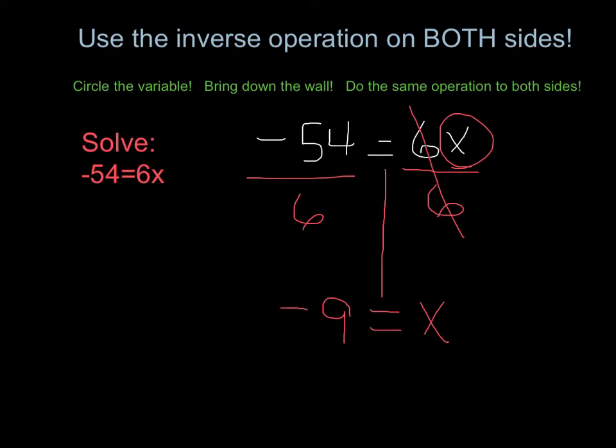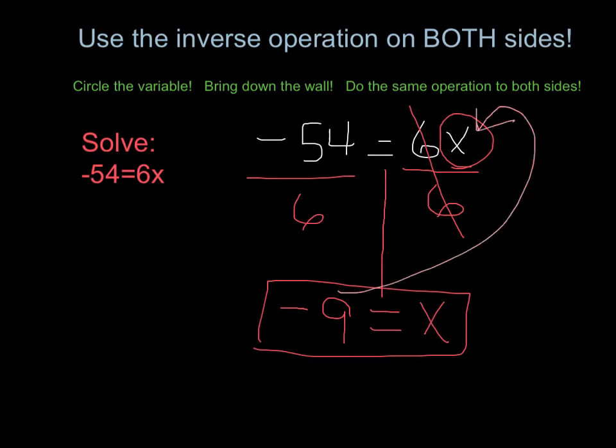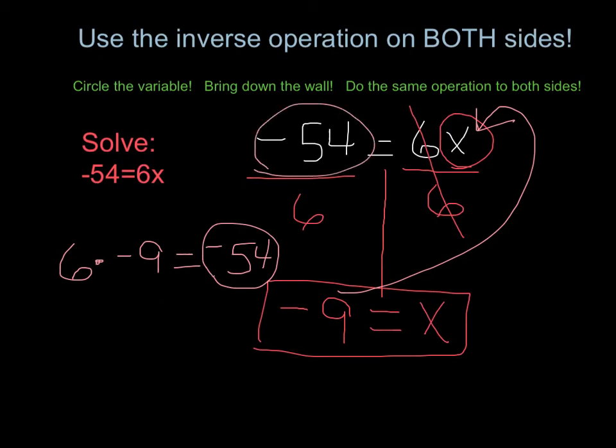All right, and then I'm going to box it in, and I'm saying that negative 9 is my solution. And can I check it? Yes. So I'm going to plug this negative 9 back in right here where the x is. And I'm going to say 6 times negative 9. And I know that a positive times a negative gives me a negative. And 6 times 9 is 54. And then remember, if this answer and this answer are the same, your answer is correct.